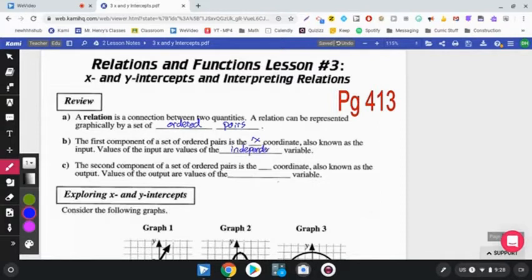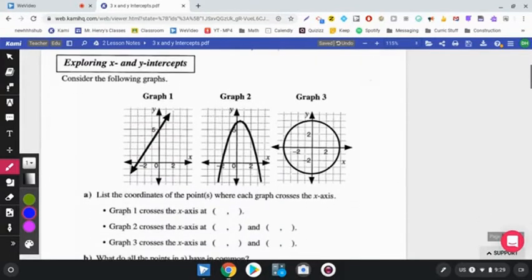And then vice versa, the other one would be the y coordinate. That's the second component, right? It always goes x comma y. And those are called the dependent variable. X goes in, and then depending what x was, I get a y value. Okay, so there you go. That's what we kind of reviewed the past couple lessons, and then on the assignment Friday. Let's jump into a new concept. Exploring x and y intercepts.